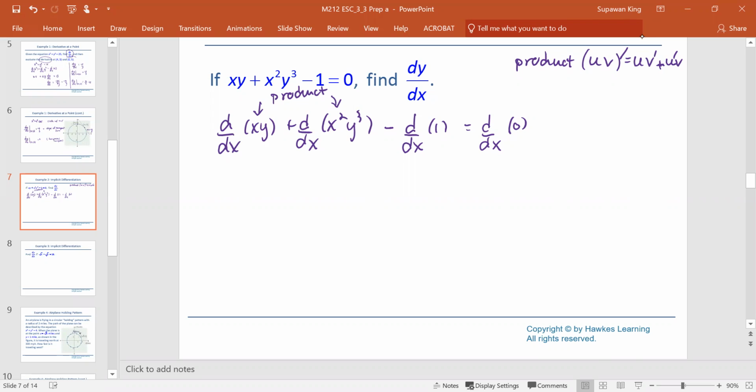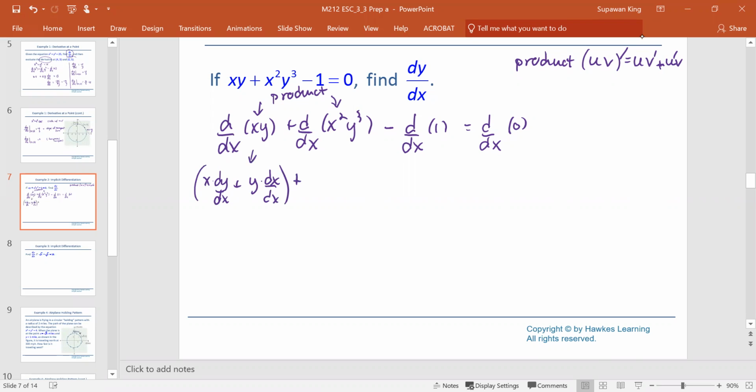So for the first one, the derivative of x times y with respect to x, that would be the first term, which is the x, multiplied by the derivative of the second term, plus the second term times the derivative of the first term.